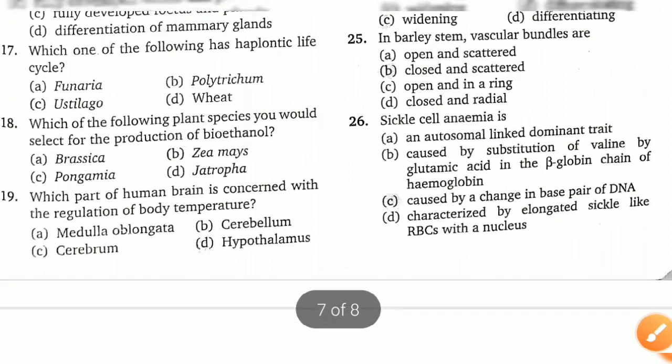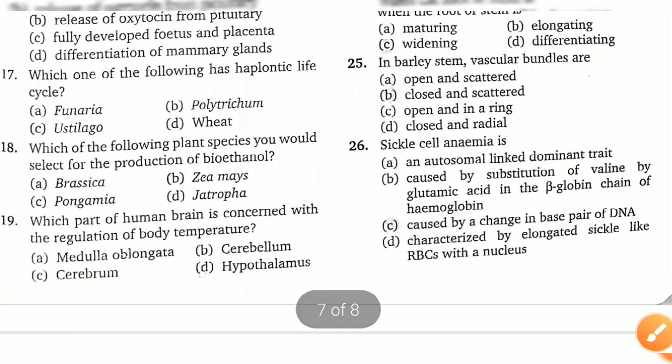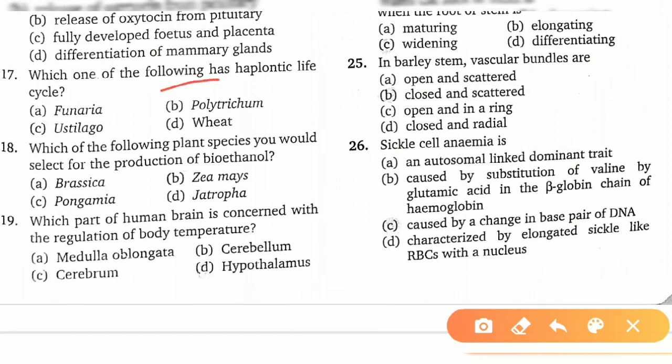Now 17th question. Which one of the following has a haploid life cycle? Funaria, Polytrichum, wheat, or Ustilago. So the answer is Ustilago.